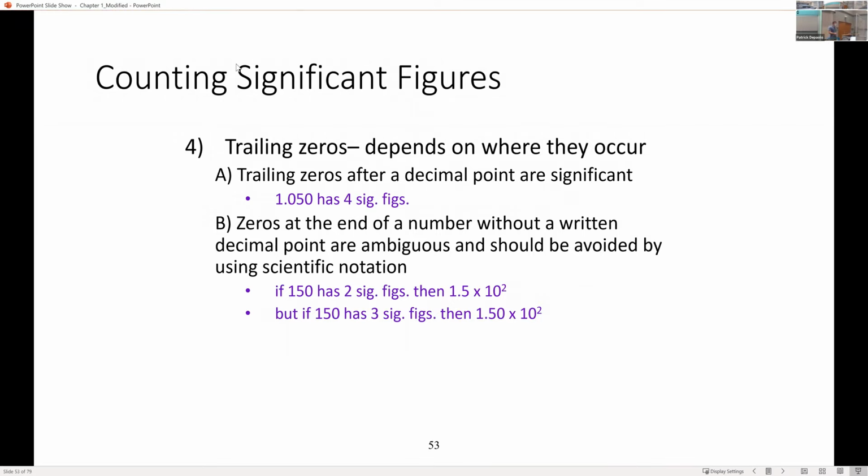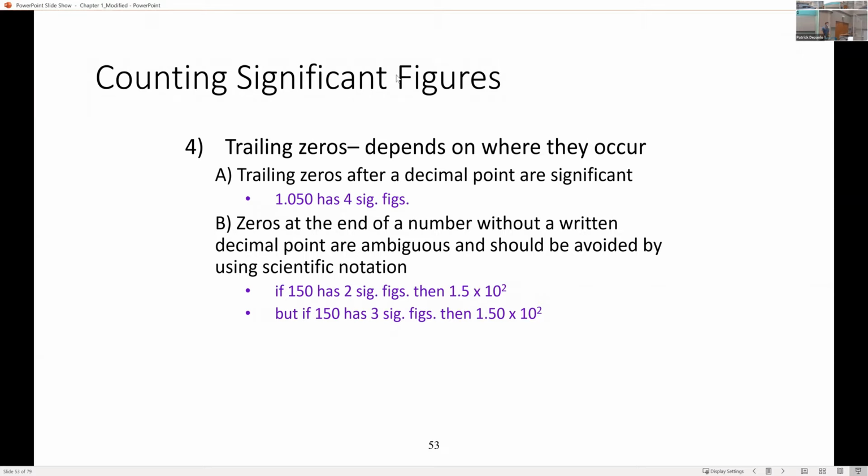Now, 1.050 is sensitive up to the thousandth place, meaning that instrument can go that far. And that zero is part of the measurement. But a number like 150, with no decimal, which we have in situation B, only has 2 sig figs, and that zero does not count. The reason is that there's no decimal.